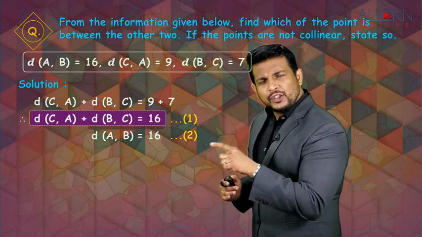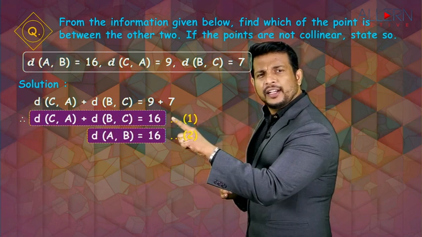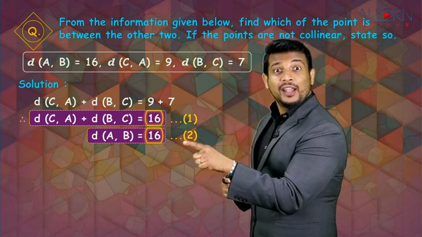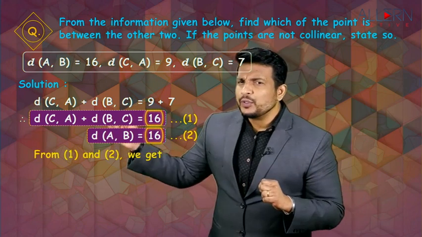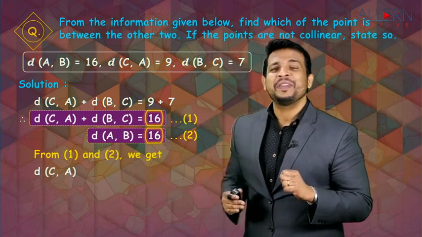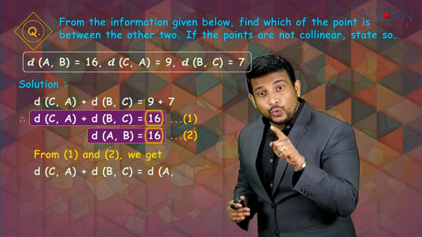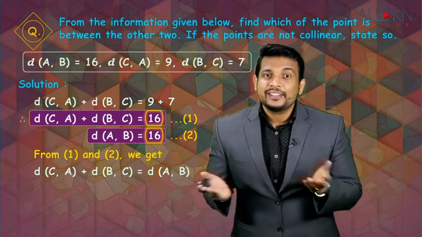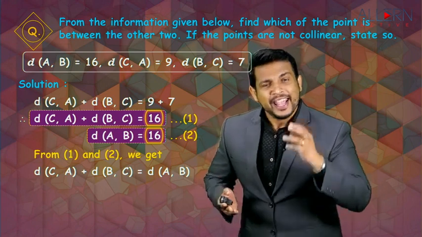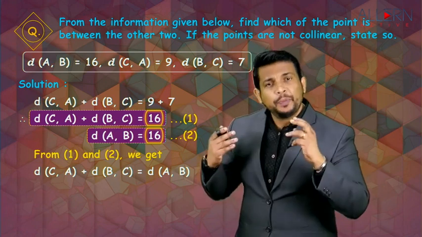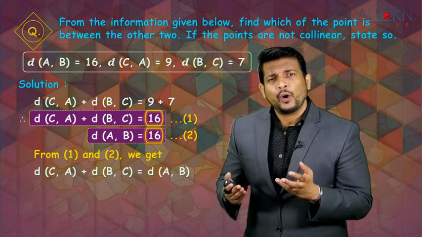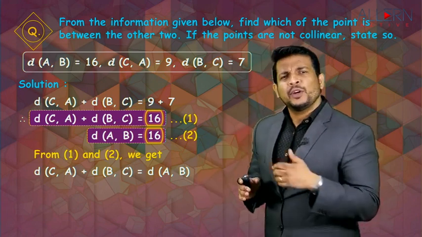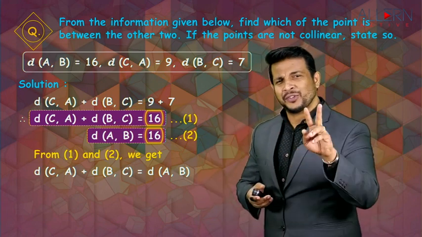Now observe this. When you look at this, we say result number 1 is 16, result number 2 is 16. Yes, they are equal. That means we are saying that distance between C and A plus distance between B and C is equal to distance between A and B. Now that's important. What happens if this is equal? We are saying that yes, there is collinearity, there is betweenness between these 3 points. Which one? A, B and C. But the question is, which point is between the other 2? How do we decide? There are 2 ways of doing it.